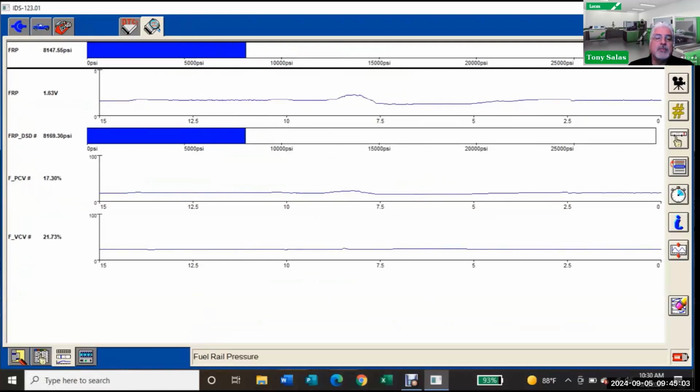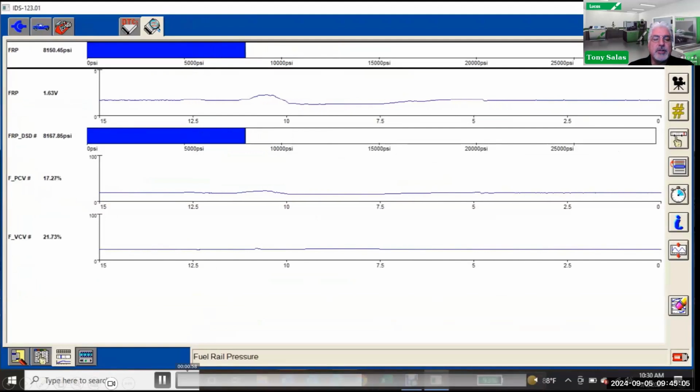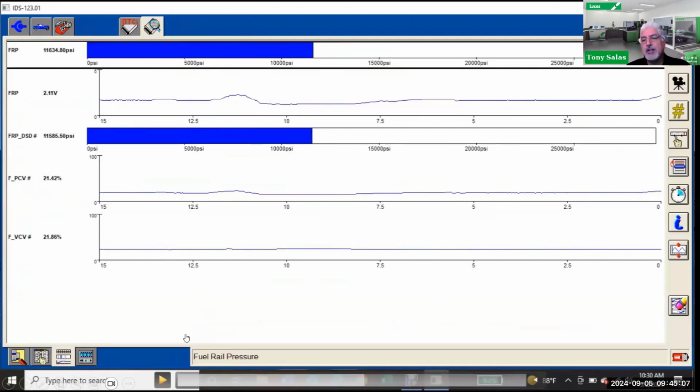Now, please keep in mind that when you're looking at this, one thing is to do it in the shop bay. Another thing is to go test drive to see where that fuel rail pressure is at. Very important to understand that.